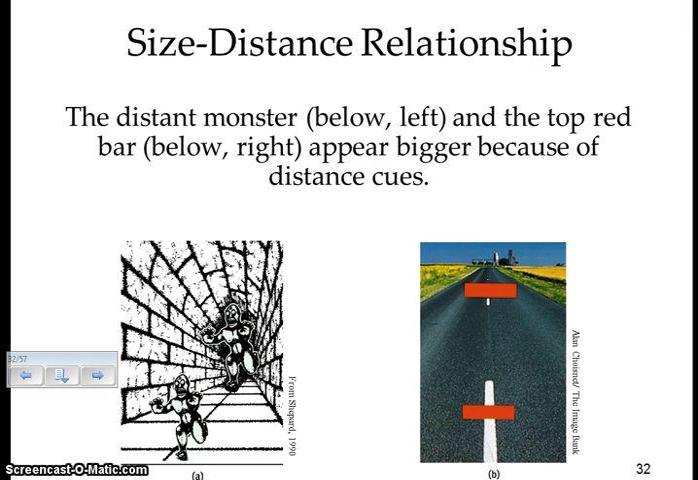Size distance relationship: the distant monster below and to the left and the top red bar, the one below right, appear bigger because of distance cues. So distance cues are things that help us figure out what is actually closer to us. And remember, when the lines are converging, they are actually further away.